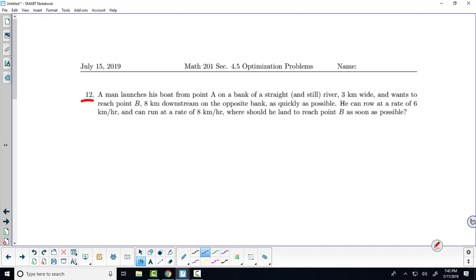So question number 12, we've got a man launches his boat from point A on a bank of a straight and still river that's 3 kilometers wide and wants to reach a point B 8 kilometers downstream on the opposite bank. He can row at a certain rate and he can run at a certain rate. Where should he land in order to get to point B as quickly as possible?